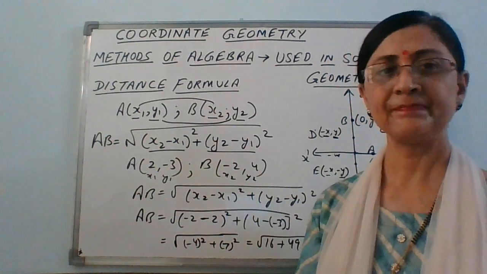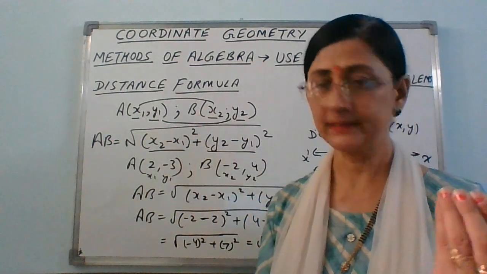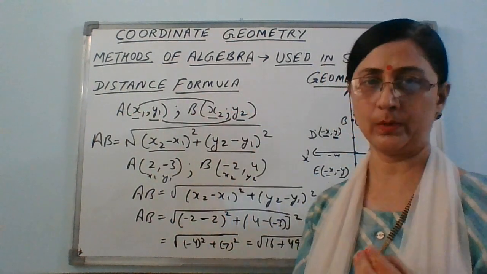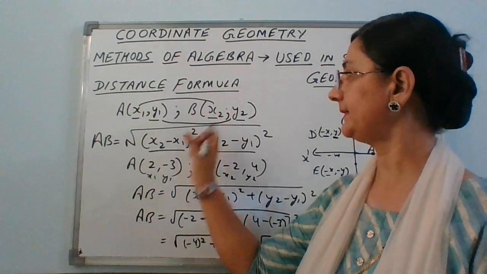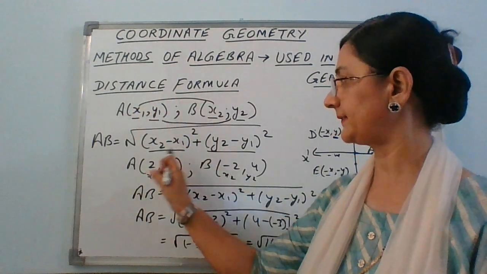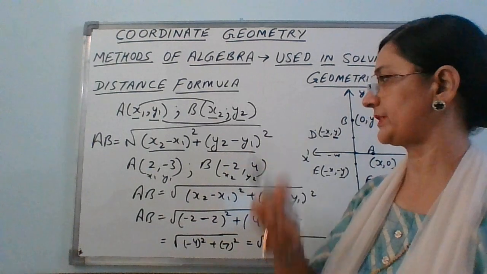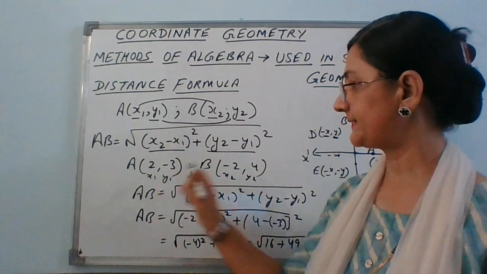Distance formula is when we have two coordinates, point A x coordinate, y coordinate, point B x coordinate, y coordinate, we subtract the x coordinates, को आप subtract करते हैं, उसका square करते हैं, y coordinates को भी आप subtract करते हैं, उसका square करते हैं. I have taken one example here.